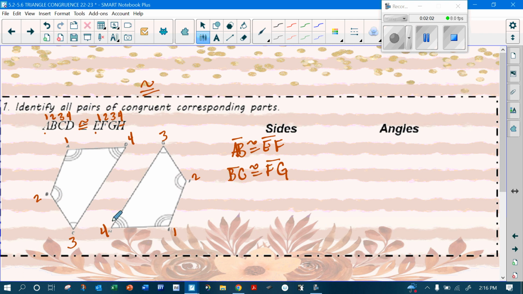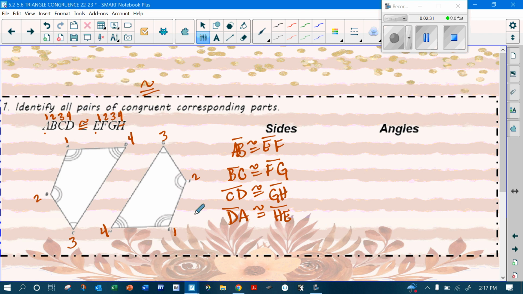So now I do 3, 4. So CD is congruent to GH. And so we did 1, 2, 2, 3, 3, 4. So now we're looking at 4, 1, which is DA is congruent to HE. So those are the corresponding sides that go together.